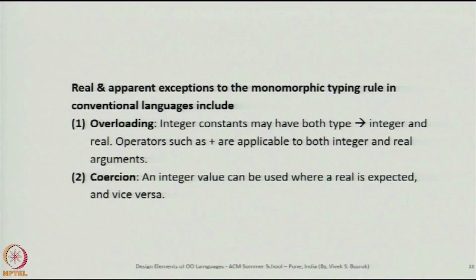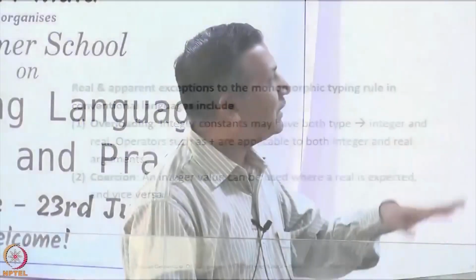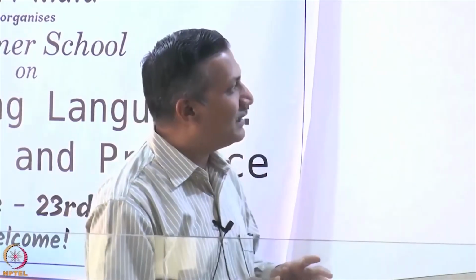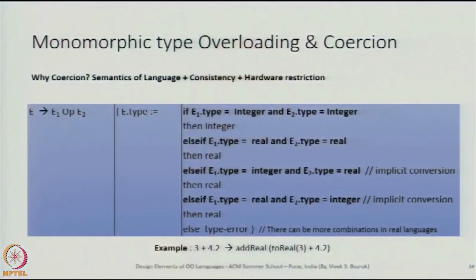And so an integer constant may have both integer and real types, right, we have seen that expression earlier. Operators such as plus can be applied to both integer and real arguments, that is correct. And wherever an integer value can be used where real is expected, because you are defining the type system of that language, that requires the type checker to do the coercion, correct.